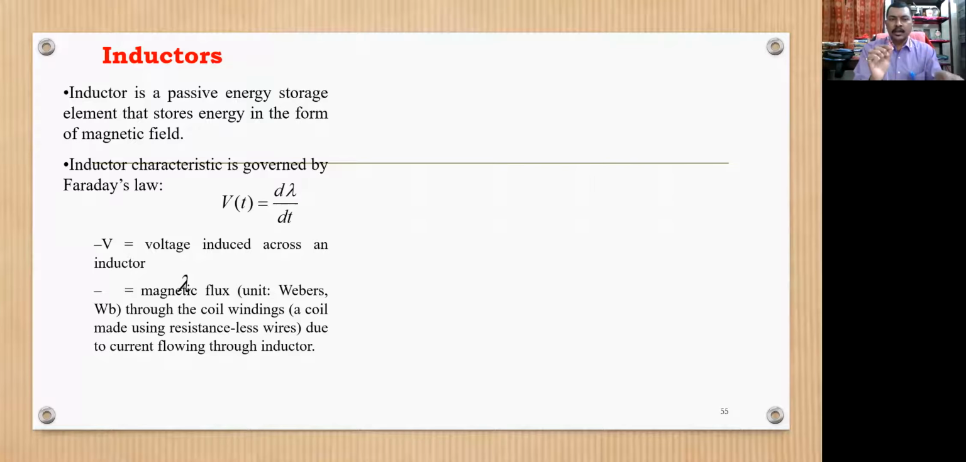So this is an inductor. Remember this. Now, an inductor is a passive energy storage element that stores energy in the form of a magnetic field. Everyone has seen magnets; magnets have a magnetic field on the side. Whenever I pass AC current through this coil, AC current, remember this, a magnetic field is generated in it, right?